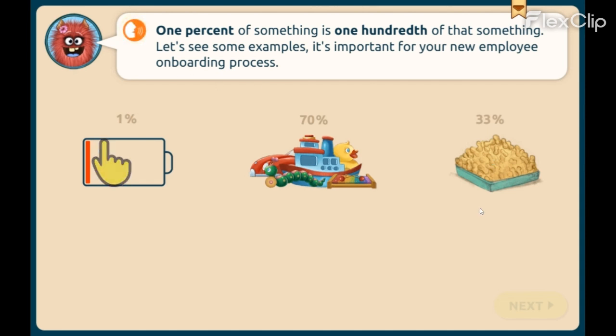1% of something is 1/100th of that something. Let's see some examples. 1% means we take only one part out of 100. 70% means we took 70 parts out of 100. And 33% means that we took 33 parts out of 100. Let's see how it works.